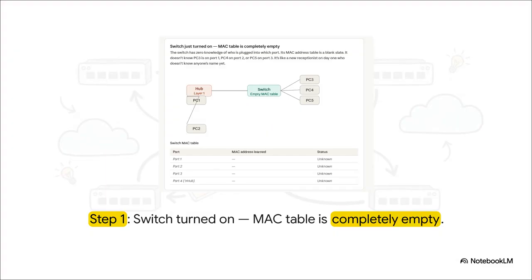What's really interesting about this slide is just how completely empty that slate is. Look at our network setup here. We've got PC3, PC4, and PC5 connected directly to the switch on ports 1, 2, and 3. We also have a hub connected over on port 4 with PC1 and PC2 sitting behind it. But look down at the switch MAC table. Totally empty. The status for every single port is just listed as unknown. The switch has absolutely zero knowledge of who is plugged into which port. It has zero intelligence at this very second.